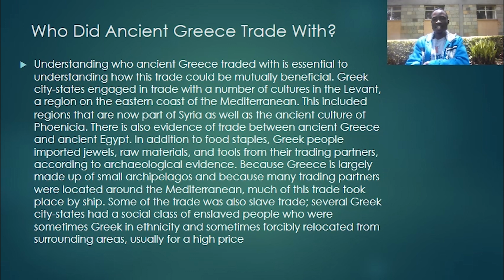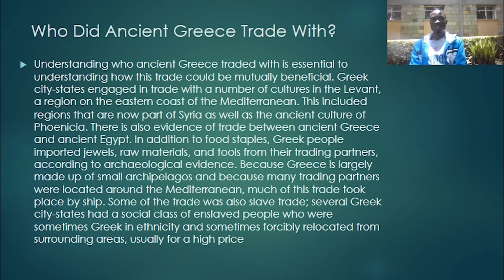Now let's understand who ancient Greece traded with. Understanding who ancient Greece traded with is essential to understanding how this trade could be mutually beneficial. Greek city-states engaged in trade with a number of cultures in the Levant, a region on the eastern coast of the Mediterranean. These included regions that are now part of Syria as well as the ancient culture of Phoenicia. There is also evidence of trade between ancient Greece and ancient Egypt.